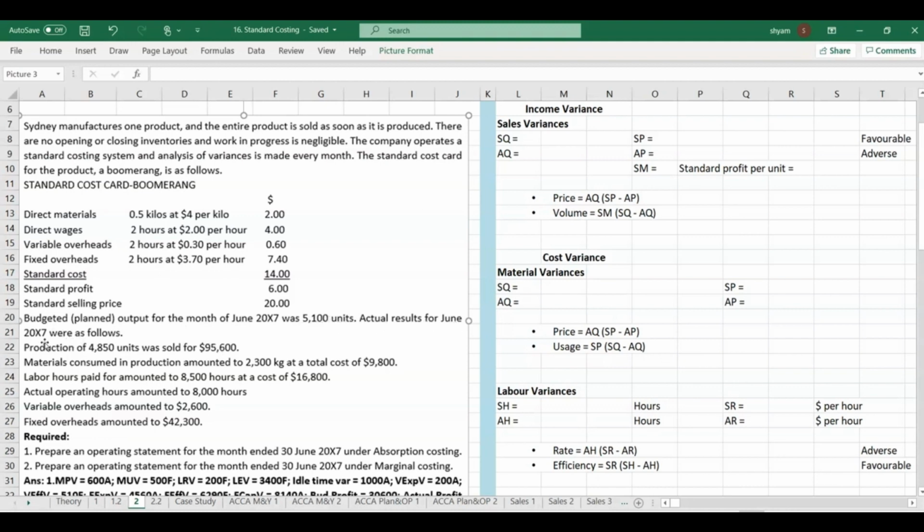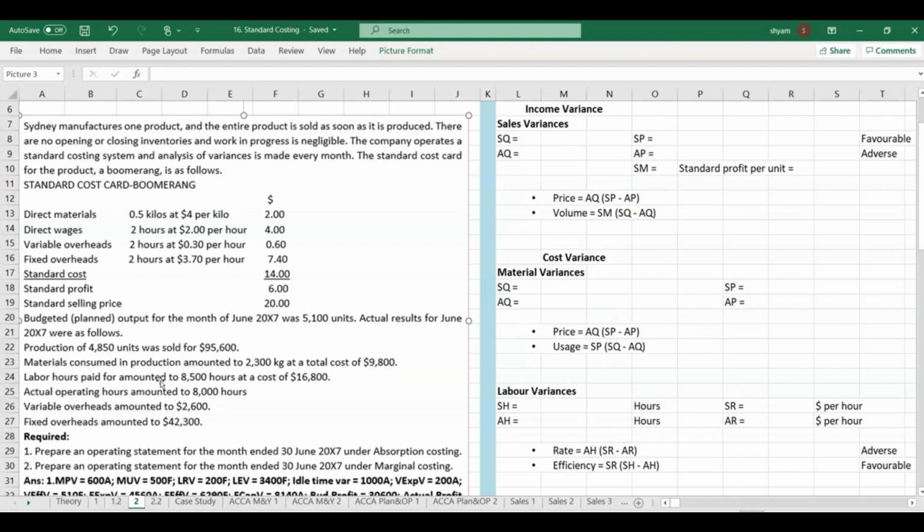Actual results for 2007 were as follows. Production of 4,850 units was sold for 95,600. All the units have been sold, so there is no closing stock here. This data also helps us find the average selling price. Material consumed amounted to 2,300 kgs at a cost of 9,800. Again, you can find the actual price per kg through this information.